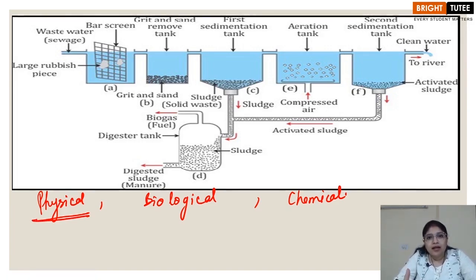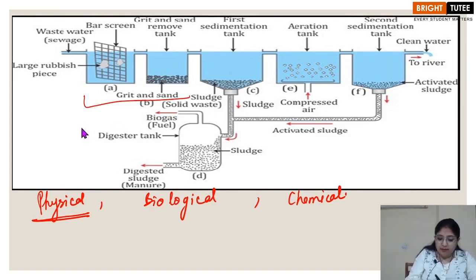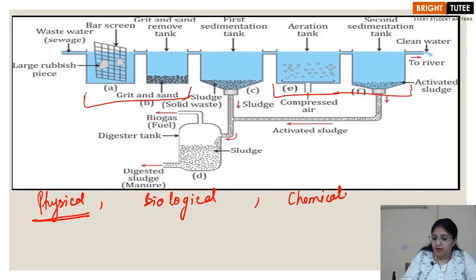What are these physical contaminants? These are basically rags. It can be plastic, it can be plastic bottles. All of these are cleaned. And over here you can see this is the main process where the physical cleaning takes place. Then over here we see that aeration is taking place, right? These two processes are where the biological cleaning takes place.